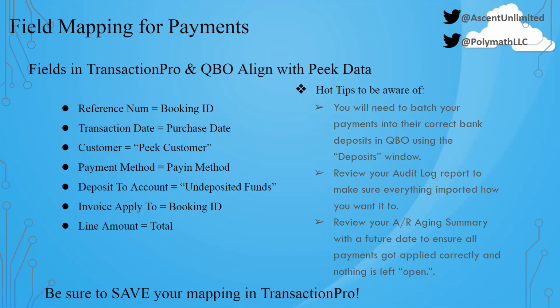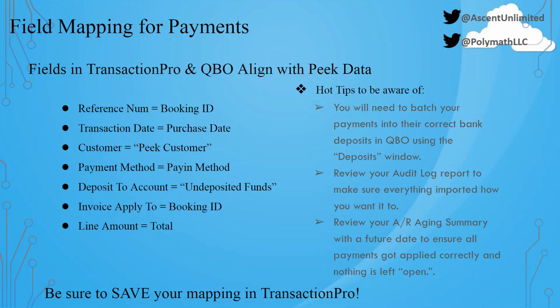The deposit to account is also a default value, and you want that one to say Undeposited Funds, as that is what will put all of these transactions into your deposit window in QuickBooks to be batched into their correct deposit so you can match them up with your online banking. The invoice apply to is the booking ID, as we also use that for our invoice, and we want to make sure that each payment gets applied to the correct invoices.